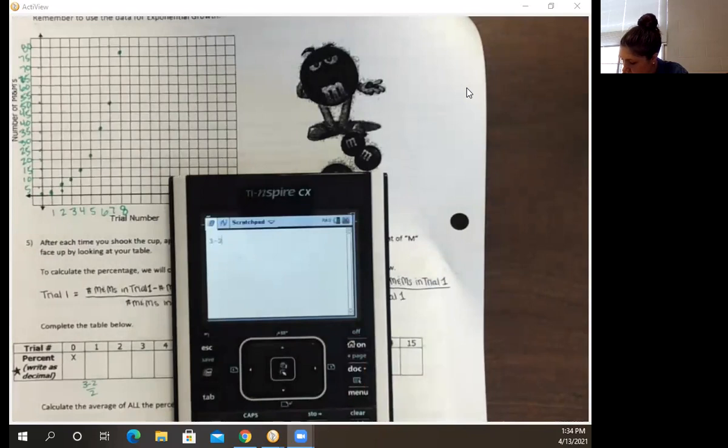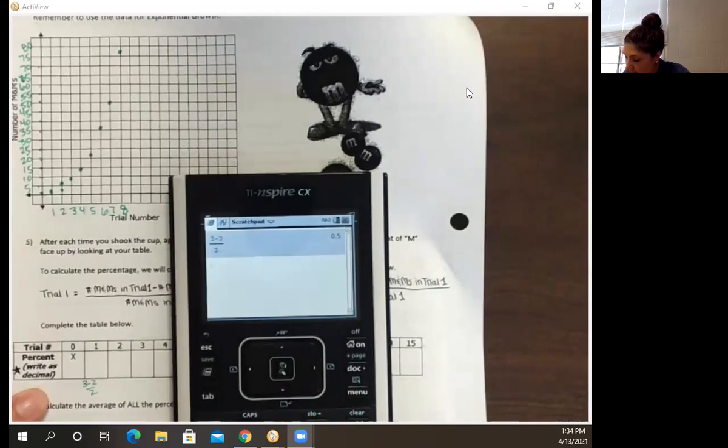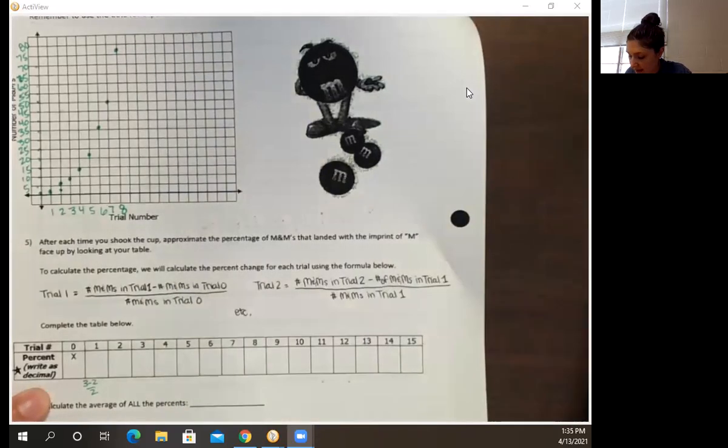3 minus 2, parentheses here, 3 minus 2 divided by 2. And then I want to write this as a decimal. I'm going to make sure I get a decimal answer, 0.5 there.